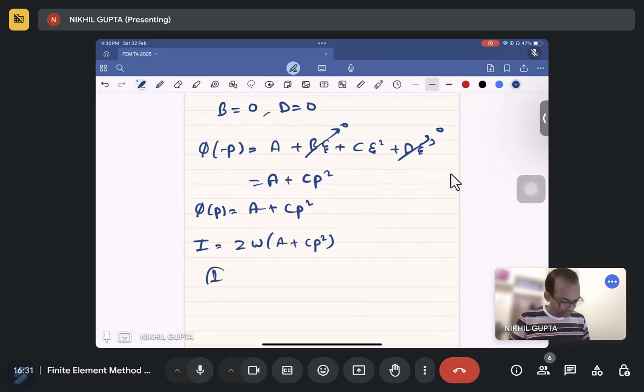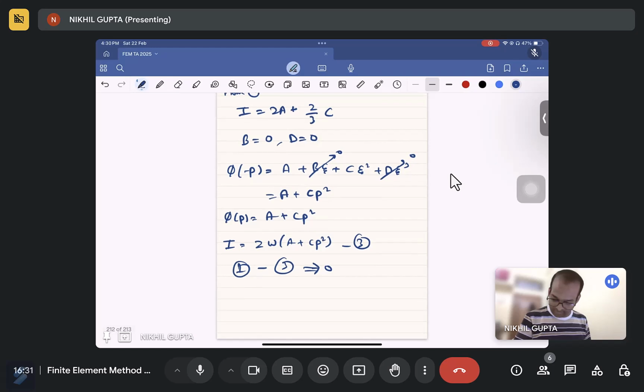Now let's do 1 minus this third equation. So it should come to 0, because for an exact solution we have the correct equation as 2w a plus c p square minus the correct solution, which is 2a minus 2 by 3 c equals to 0.